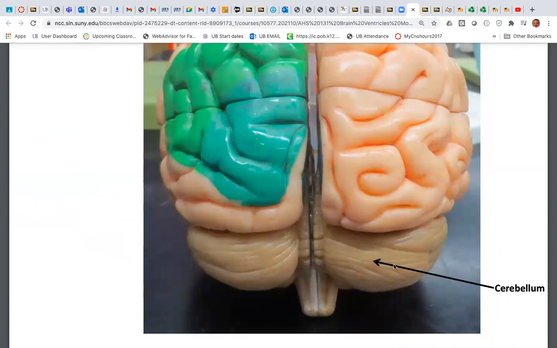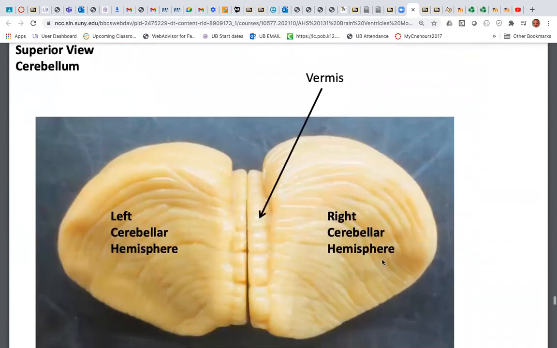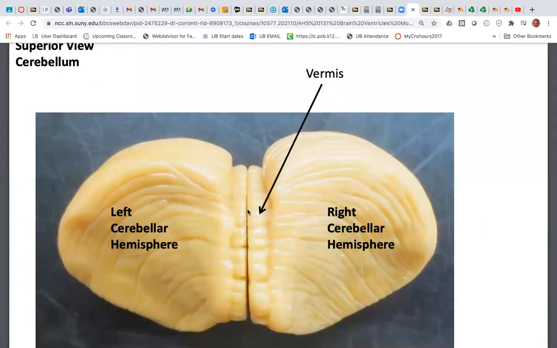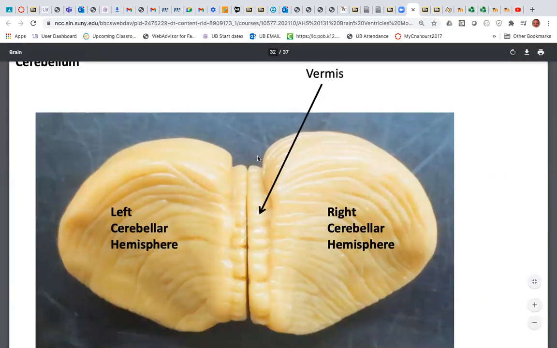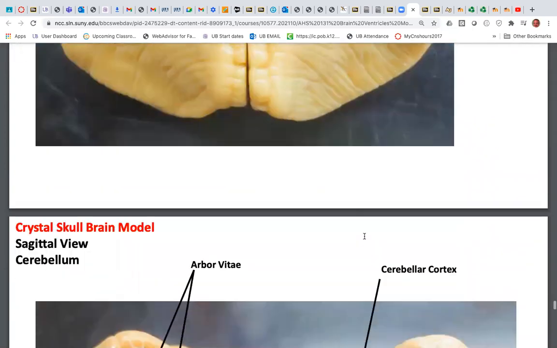Here's your cerebellum. When we open up and dissect the cerebellum, there's the center part that connects the two. That's called the vermis, means worm. This is the right cerebellar hemisphere, left cerebellar hemisphere, right? It's not left cerebral hemisphere. Cerebral refers to the cerebrum. Cerebellar refers to the cerebellum.